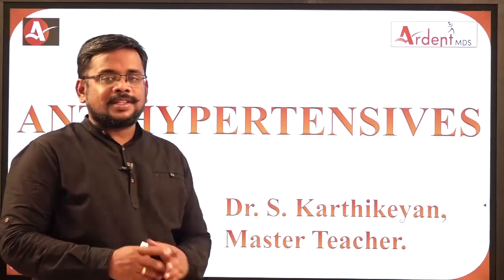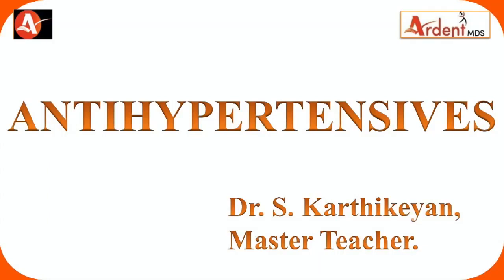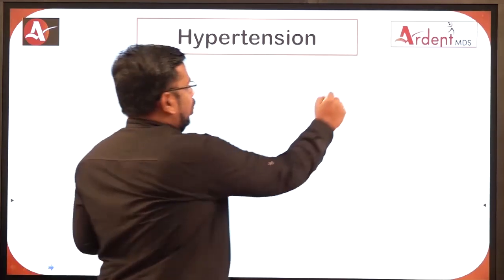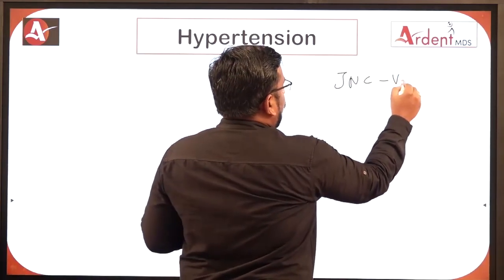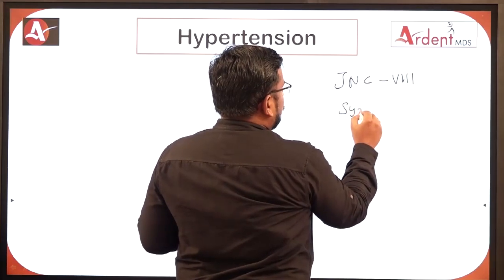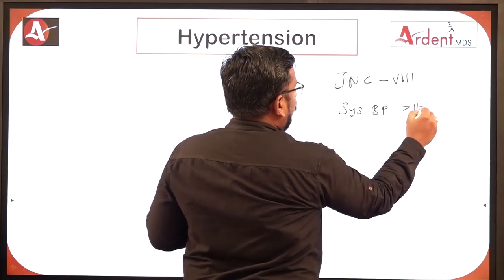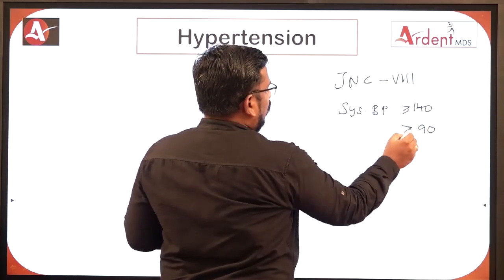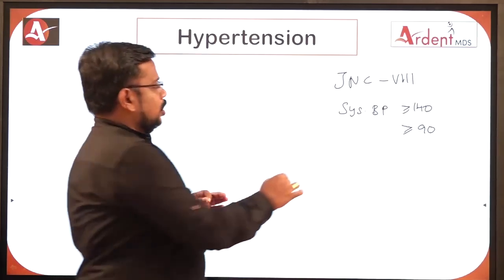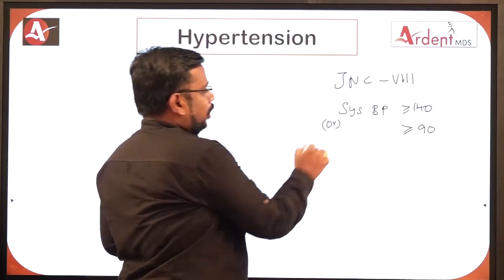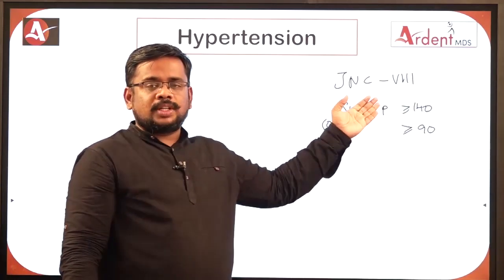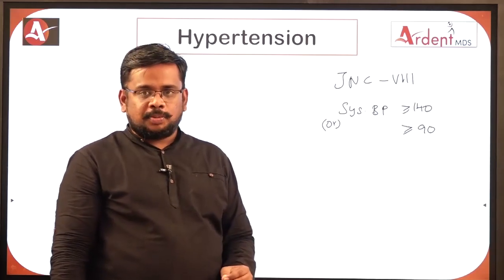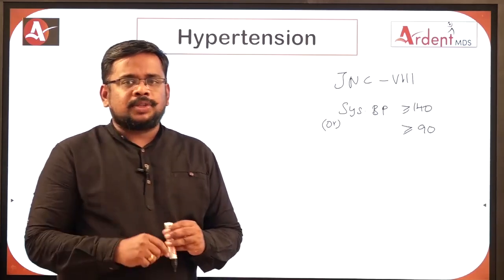The topic we are going to discuss is drugs for hypertension. Let's start with what is hypertension. According to Joint National Committee 8, if the systolic BP is more than 140 or if the diastolic BP is equal to or more than 90. Okay, so this is not 'and', this is 'or'. Either the patient is having more than 140 systolic BP or more than 90 diastolic BP, they are considered a hypertensive patient.